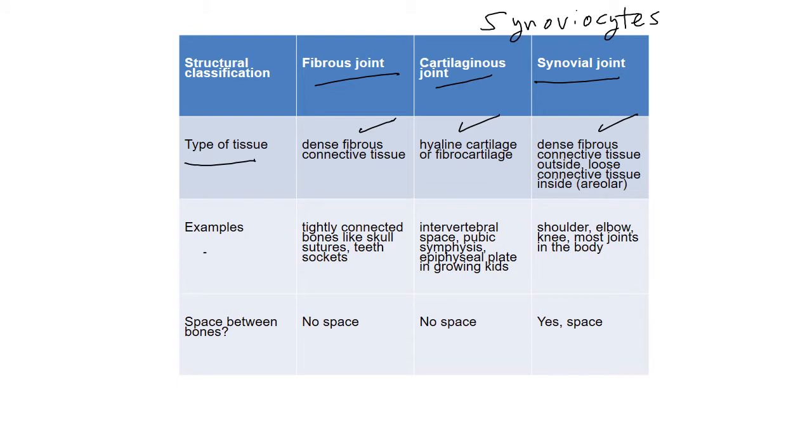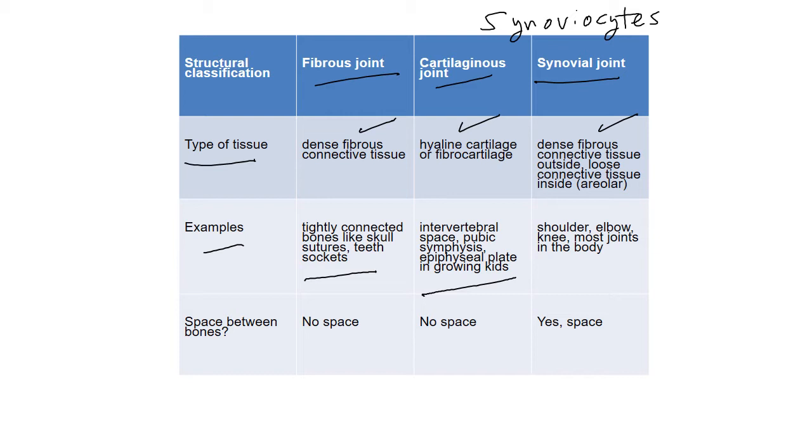So examples of these joints: a fibrous joint has tightly connected bones like the skull sutures and teeth sockets. Cartilaginous joints are the intervertebral spaces, the discs between the vertebrae, the pubic symphysis, and the epiphyseal plate in growing kids. Those epiphyseal plates are also called growth plates in kids. Sometimes if they have a traumatic accident you can have damage to the growth plate, as it's commonly called, but in anatomy you're going to call it damage to the epiphyseal plate, the hyaline cartilage that eventually ossifies and turns into bone in adults.